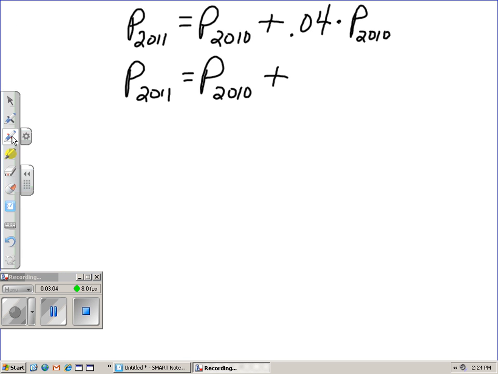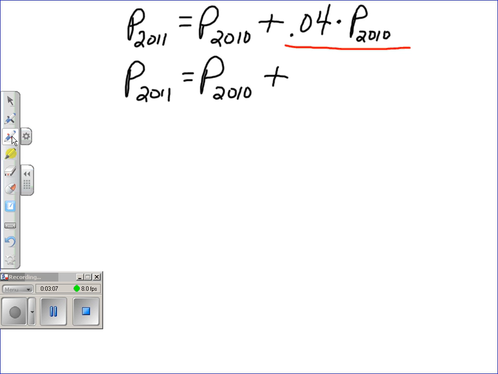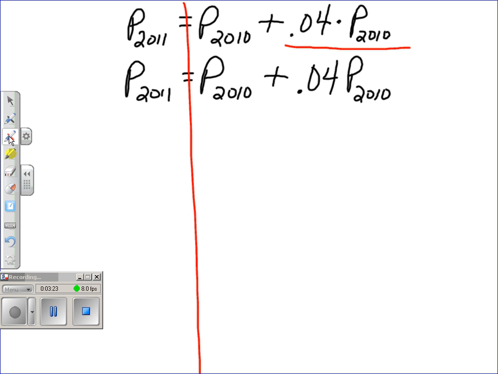All right, let's abbreviate a little more. 0.04 times P 2010. We can leave that little multiplication dot out and just write it as 0.04 P 2010, or last year. Now, if we look at our equation, we see that we actually have like terms on the right. This is a P 2010 and this is a P 2010. So if we put those together, think about this as a 1 in front of that one. We have one whole price plus 4% of the price. When we add those together, we get 1.04P. 1P plus 0.04P is 1.04P.